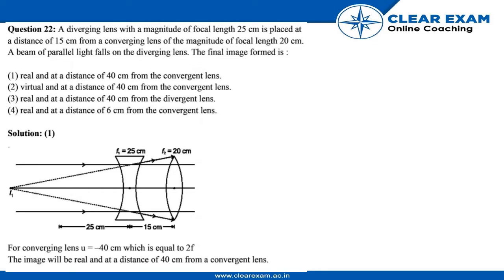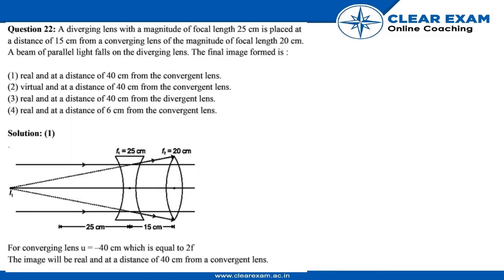Hello guys, now let us discuss question 22. The question is, a diverging lens with a magnitude of focal length 25 centimeter is placed at a distance of 15 centimeter from a converging lens of magnitude of focal length 20 centimeter. A beam of parallel light falls on the diverging lens.